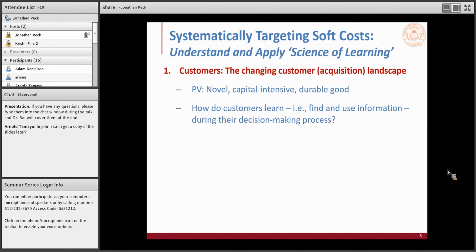So a big part of what I've done, along with my collaborators, is to understand how customers learn, that is, find and use information during their decision-making process to adopt or not adopt, for that matter. And much of the talk will actually focus on this piece.